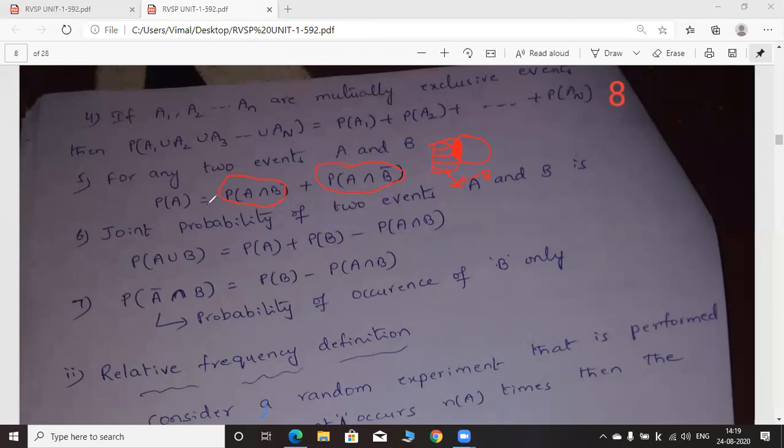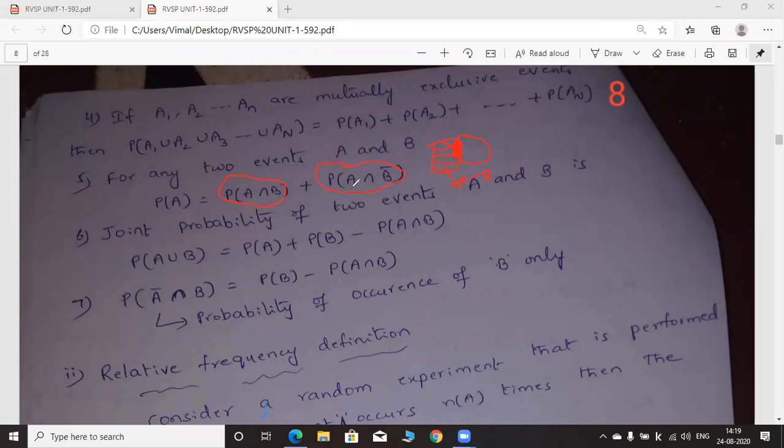Okay, for getting the probability of A, we have to add two probabilities. First one is the probability of A intersection B. A intersection B means this is the common portion for both A and B. We have to consider this portion, plus in the first circle, some portion is already covered in the common part. The remaining portion can be written as A minus B, or you may call it as A intersection B bar.